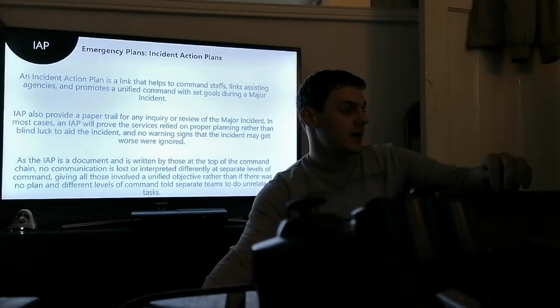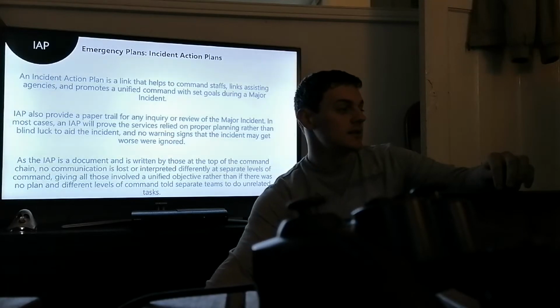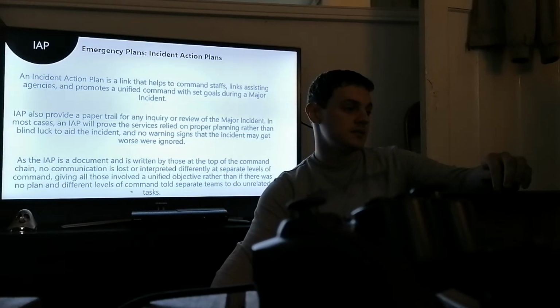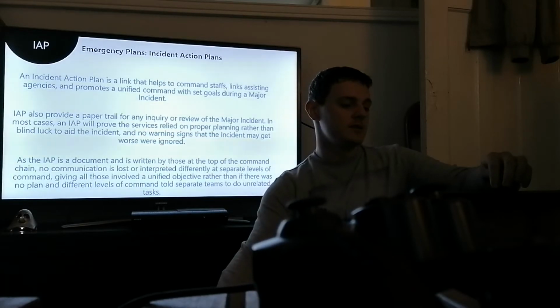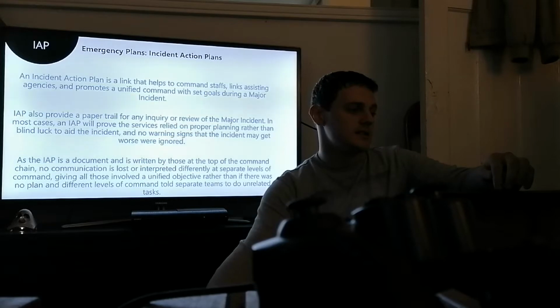On top of that, you can have an incident action plan at the scene of an emergency. This is a link that helps the command staff and assisting agencies, and promotes a unified command with set goals during a major incident. The IAP also provides a paper trail for any inquiry or review of a major incident. In most cases, the IAP will prove that the services relied on proper planning rather than blind luck to aid the incident, and no warning signs that the incident may get worse were ignored.